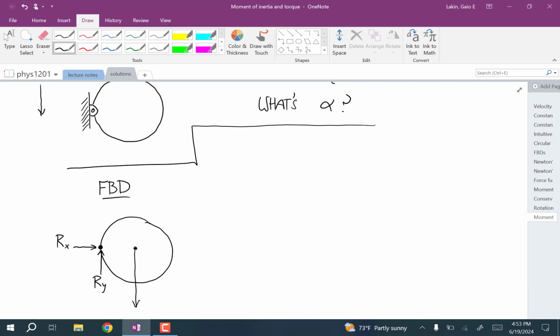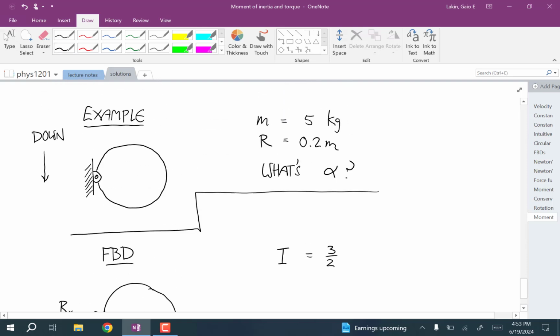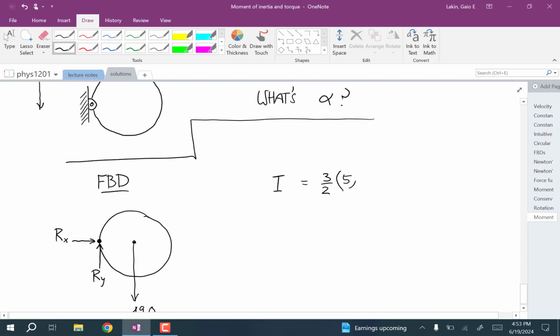And now, we're trying to get towards rotational Newton's second law. So it doesn't matter what order you do these in, but I'm going to first calculate the moment of inertia of this disk. The pin is on the boundary of the disk, and so the formula says 3/2 times the mass times the radius squared. And you get a value of 0.3 kilogram meters squared for the moment of inertia.